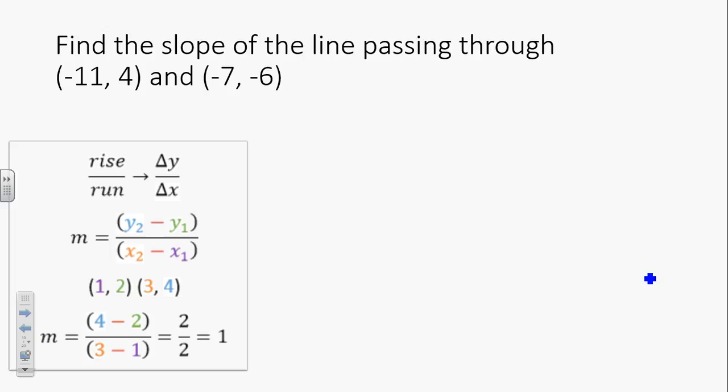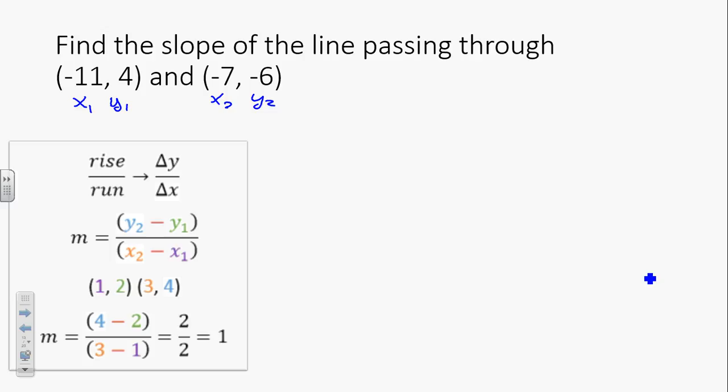So change in y, the y is the rise. So if it helps you to write x sub 1, y sub 1, x sub 2, y sub 2, so you don't get mixed up, do that until you don't need to anymore. Okay? And then I would practice writing m equals y2 minus y1 over x2 minus x1.